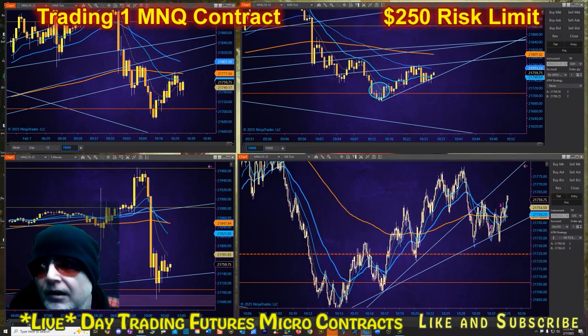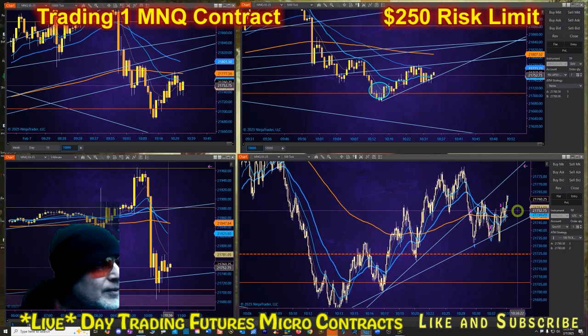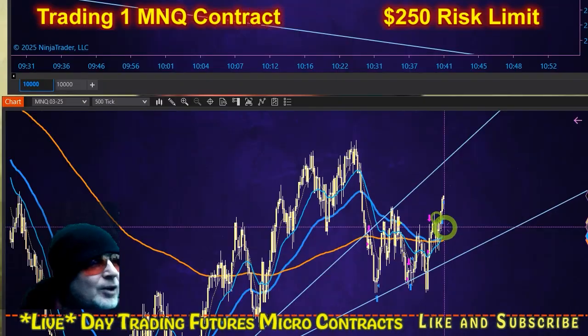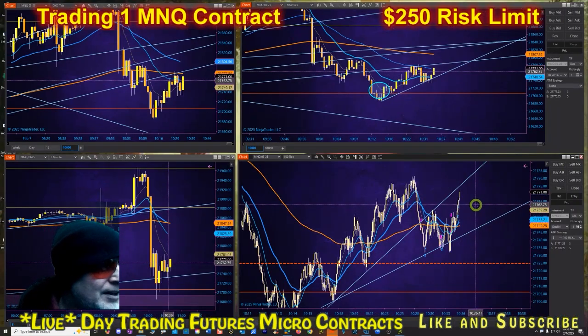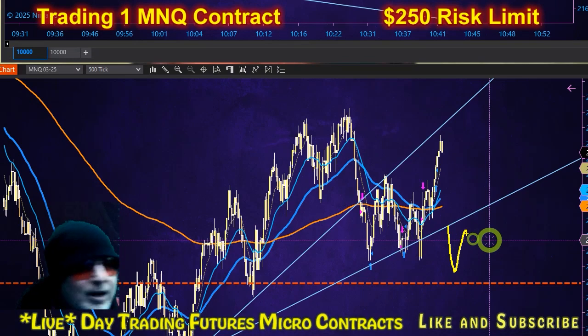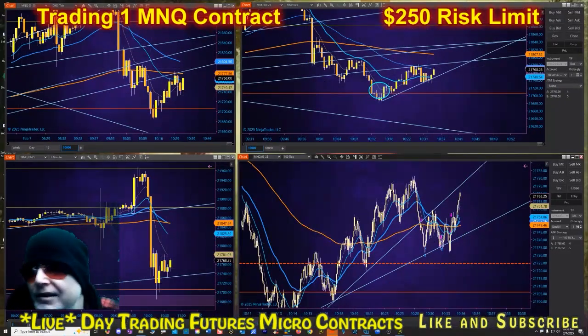Let's see what happens. Okay, it stopped me out. So you can see right here what I'm dealing with. It's too choppy, and it could easily come back down and put another low in and go right back up. So I've got to wait. I just got to know when to stop trading at the moment.